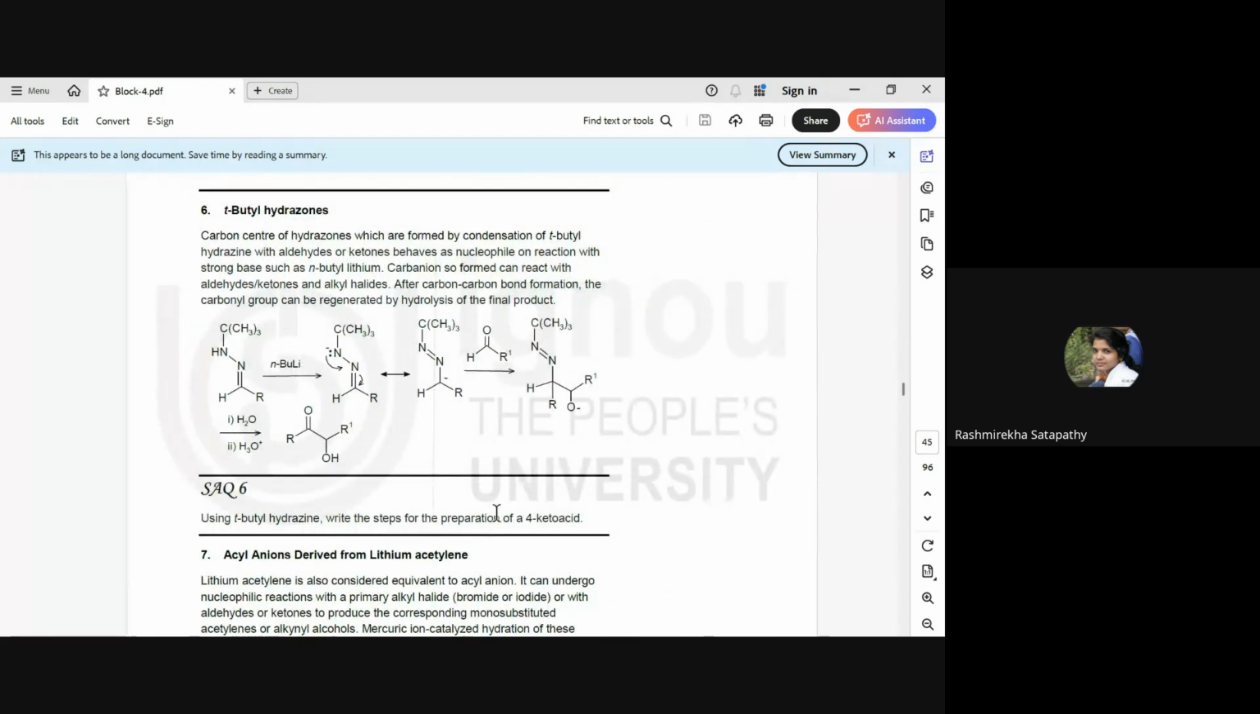Tertiary butyl hydrazone. The hydrogens at the tertiary carbon center, formed by condensation of the tertiary butyl hydrazine with the aldehyde or ketone, behave as the nucleophile on reaction with a strong base. When this hydrazone compound is treated with butyl lithium, it takes the proton and gets the negative charge, and this double bond attacks here. Then when it is treated with the aldehyde and further hydrolysis, this compound is formed.